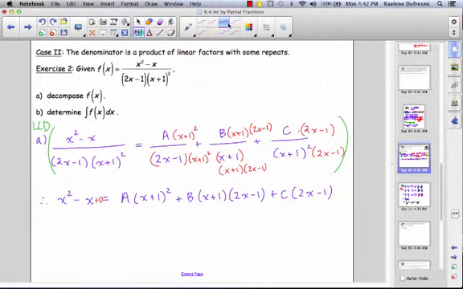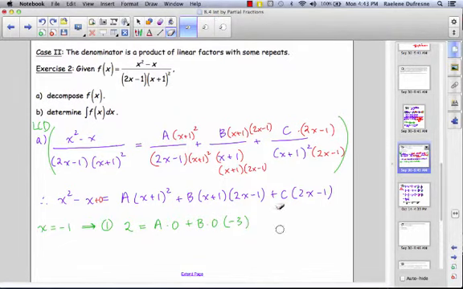Or we could work smart by choosing some different values for x, namely the zeros of the factors, or the roots of the right-hand side factors. So I'm going to take x equal to negative 1, and this will give me equation 1. When x is negative 1, I get 1 minus negative 1, which is 2, equal to a times 0, plus b times 0 times, doesn't matter what, plus c times 2 times negative 1 minus 1, which is minus 3. So I get minus 3c. And so 2 is equal to negative 3c says that c is equal to negative 2/3.